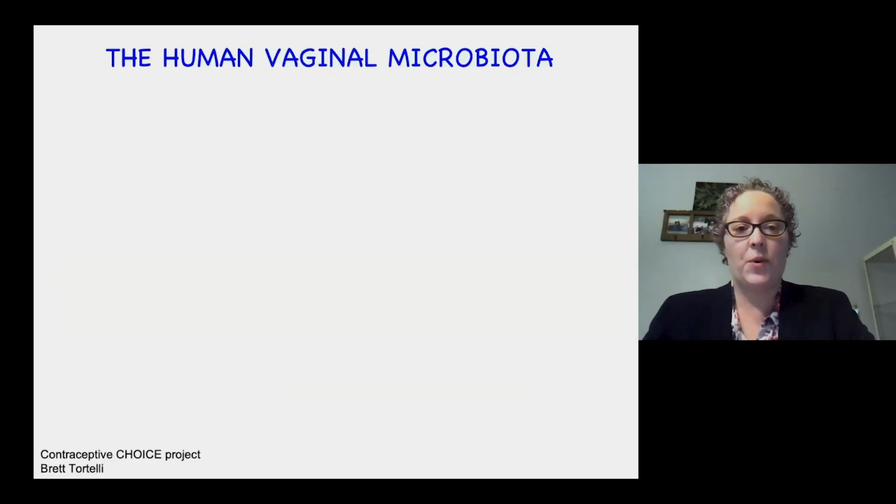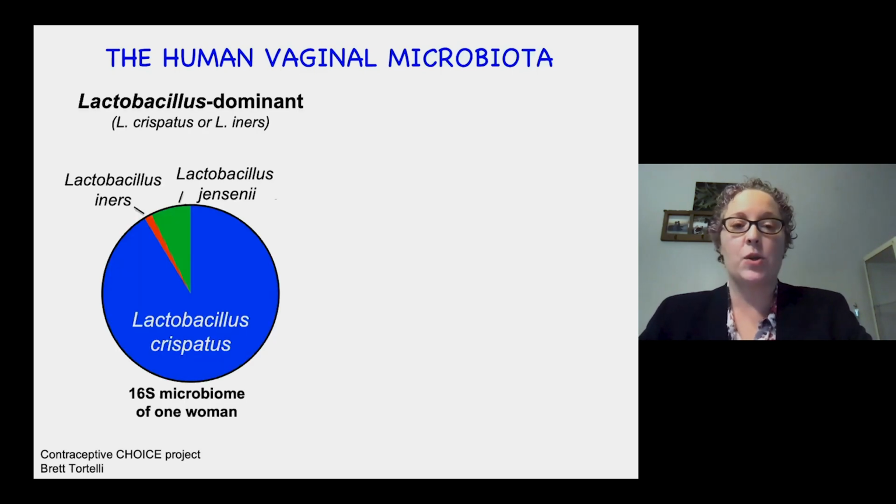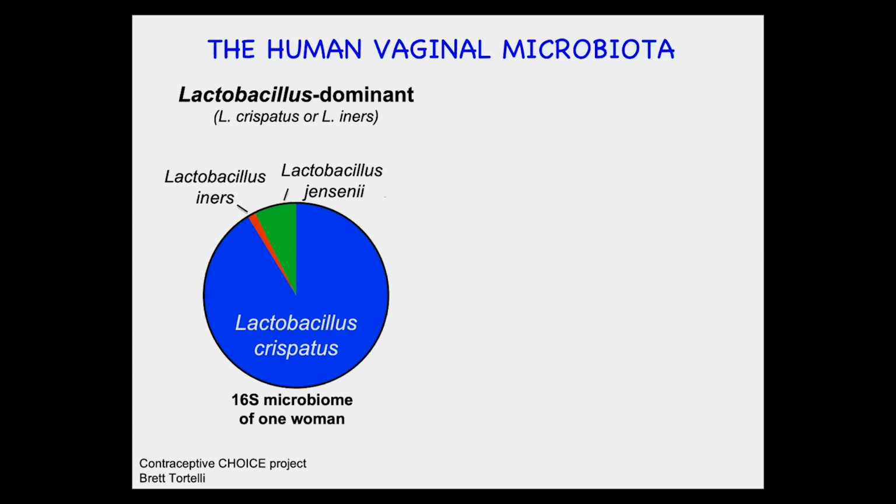So to give you a broad overview of the human vaginal microbiota, you could think of the vaginal microbiota as falling into one of two very large groups. One of those is Lactobacillus dominant microbiome. Typically, these are dominated by Lactobacillus crispatus or Lactobacillus iners. You'll see here an example from a single individual of a Lactobacillus crispatus dominant microbiome.